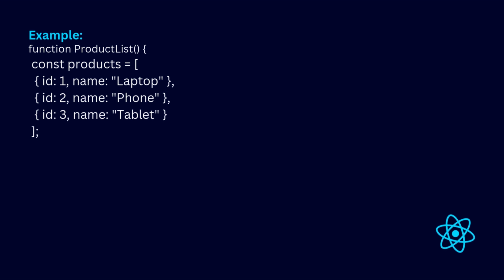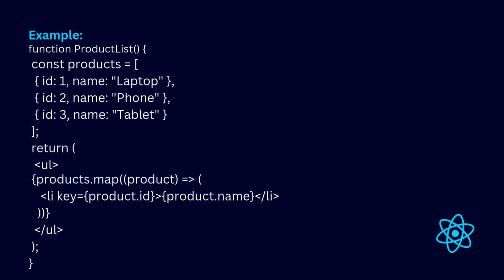Let's look at the full example that uses good keys. First, we define our product list component. Then we have an array, products, with three objects. Each object has an ID and a name. We return JSX with an unordered list. Inside .map, for every product object, we return an li with the product's name. The key is set to product.id, which is unique and doesn't change unless the item itself changes.